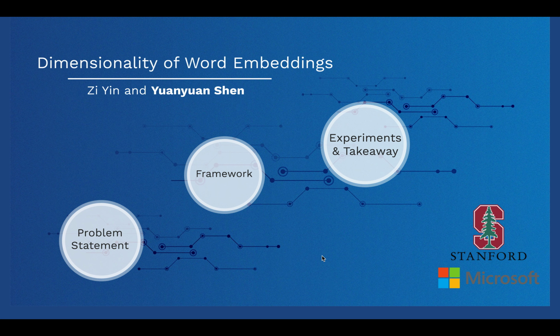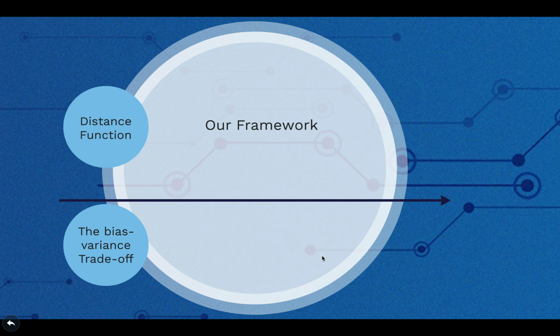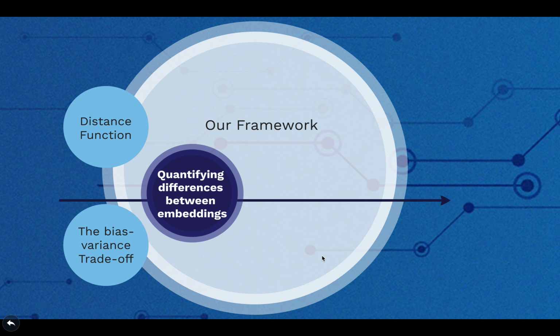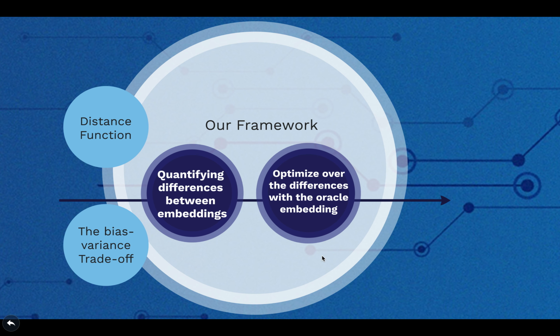Here is our solution. We first need a distance metric to quantify the differences between any two word embedding matrices. Then we choose a dimensionality to optimize over the embedding matrix's distance within oracle embedding.